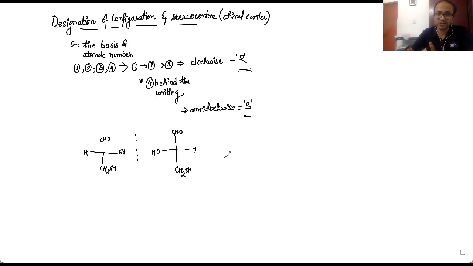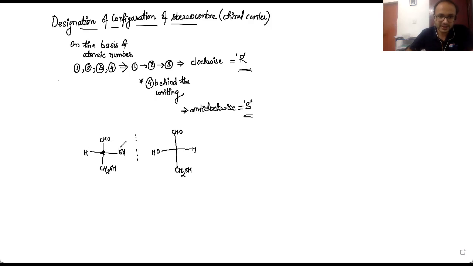Before assigning the configuration, our first job is to find out the priorities. Priorities are decided on the basis of atomic number. Let us first see where the chiral center is. The chiral center here is this one, let me mark that for you. This is the chiral center because this particular point is attached to four different groups. So the first job before assigning the R and S configuration is to identify the chiral center.